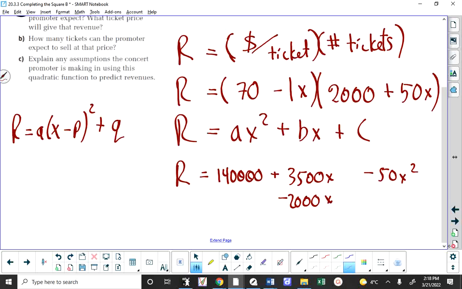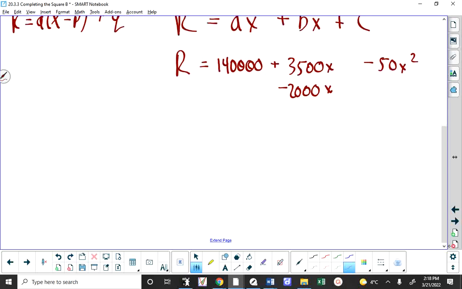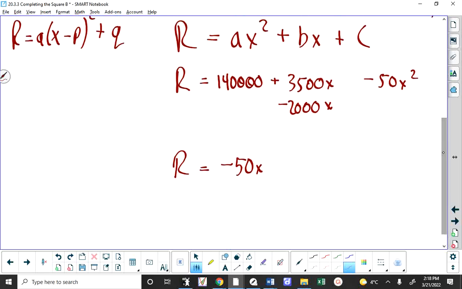Okay. So now what we need to do is, well, I'm going to do a couple things at once. I'm going to simplify this, but I'm also going to reorder these terms so that they are in the standard order of, look at the top of the screen, ax squared plus bx plus c.